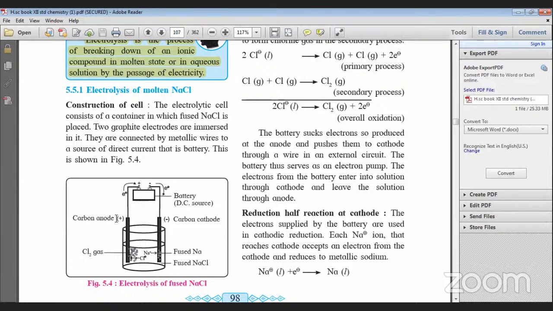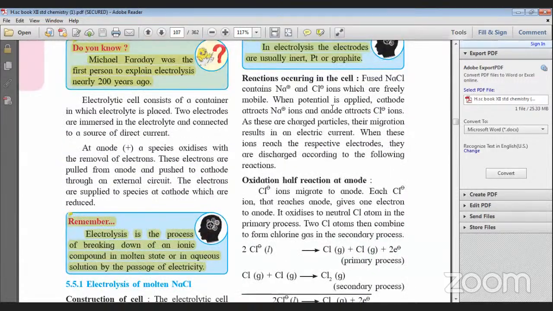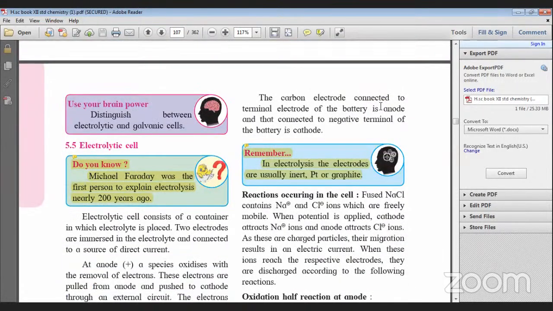Anode will have a positive charge and cathode will have a negative charge, and then both the electrodes are connected by the direct current. Okay. Now here, this is a fused NaCl solution. What will happen? They are connected by the metallic wire, by the source of direct current, that is a battery. Now, the carbon electrodes are connected to the terminals of the battery as an anode and cathode. Just now we have seen.